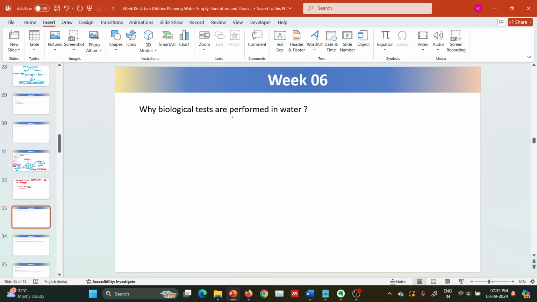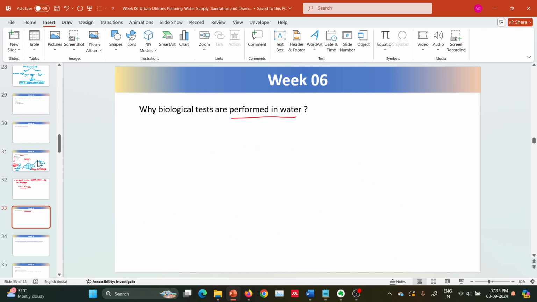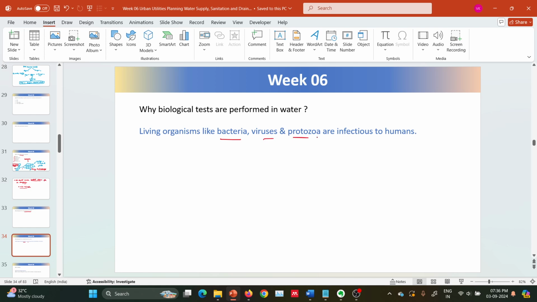Why are biological tests performed on water? As we discussed just now, all these diseases come from water. Because these diseases may affect our day-to-day living, we need to perform the biological tests. Living organisms like bacteria, virus, and protozoa are infectious to humans and can affect human health. So that's why we need to perform the biological tests.